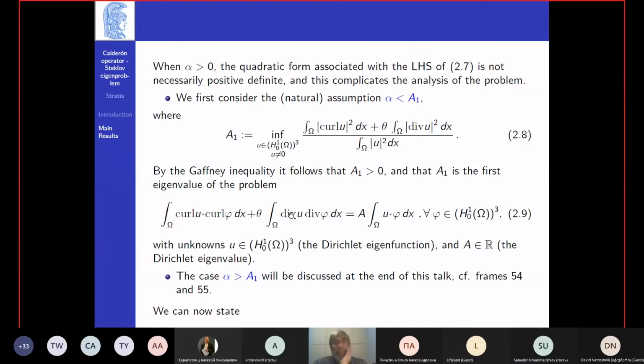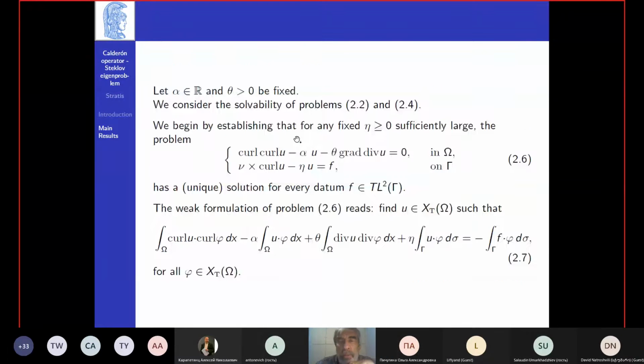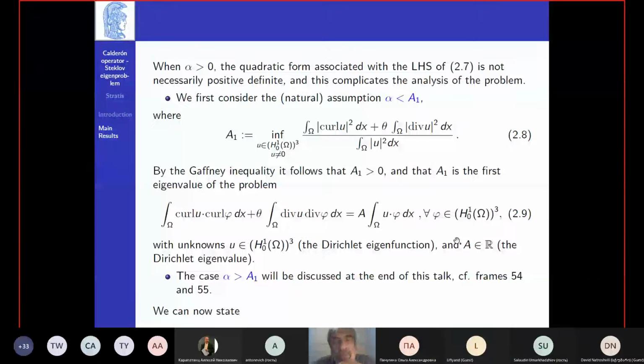Now, from the beginning we come across the following problem. When alpha is positive, you recall that I mentioned that I'm going to discuss not only positive alpha but negative alpha as well. So for positive alpha, there are some complications in the problem because the quadratic form in the left-hand side of this quadratic form here is not necessarily positive definite.